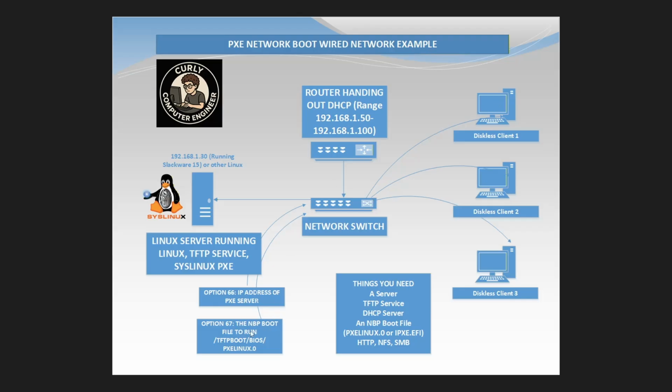And in this case, we're running a file from syslinux called PXE Linux.0, which we have in a directory called tftp boot/BIOS, which is set up on the server here. So that's a directory that's on this server. And so what we're doing is we're telling this client where to find that network boot file.